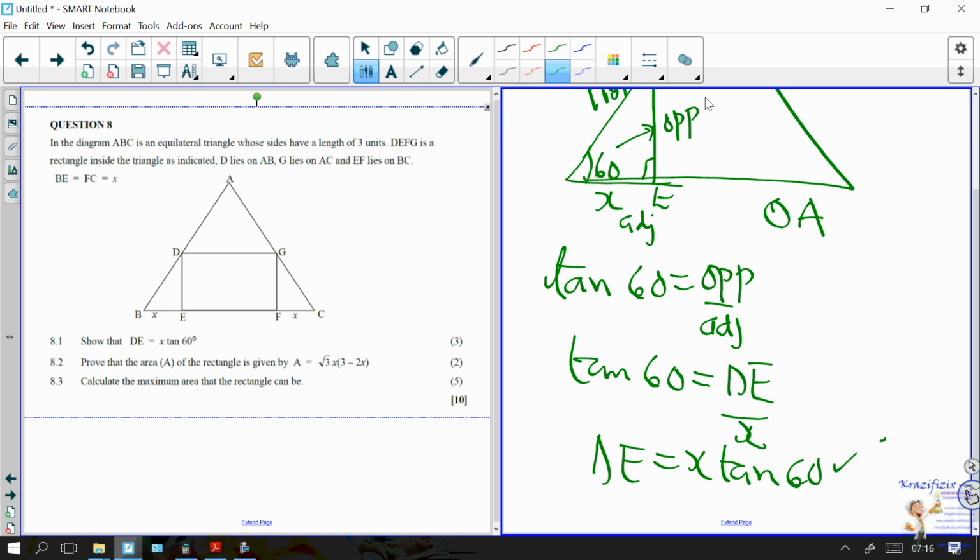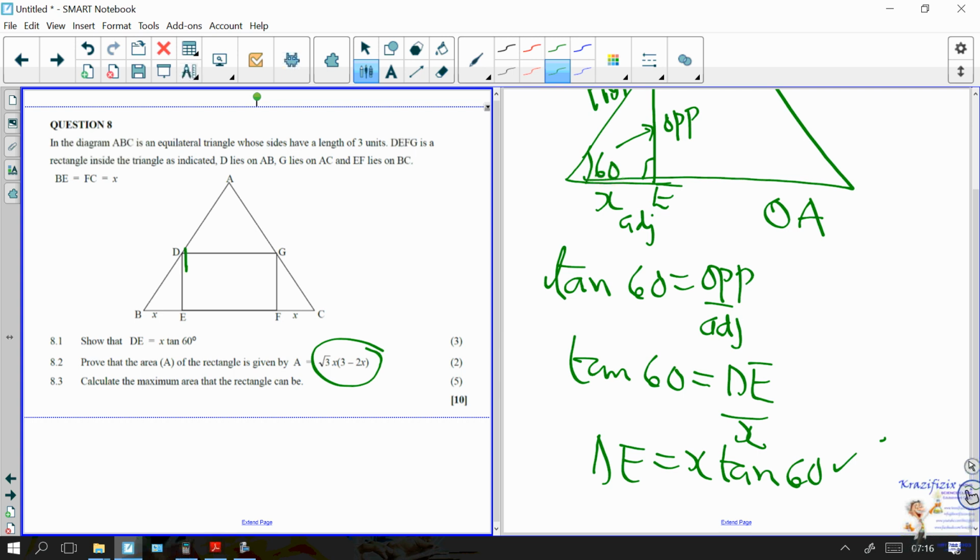Prove that the area of the rectangle is given by A. We need to prove the area of the rectangle. Okay. What do we need to do here? Guys, we are told that this is 3 units. So this is going to be 3 minus 2x. How did I get my 3 minus 2x? This is x plus x, and this will give me 3.